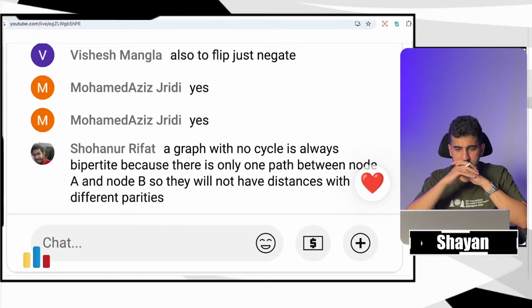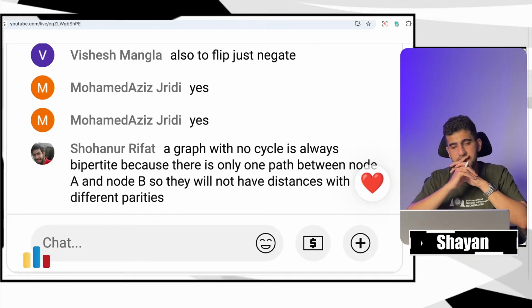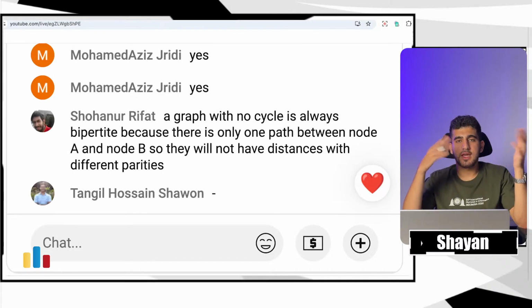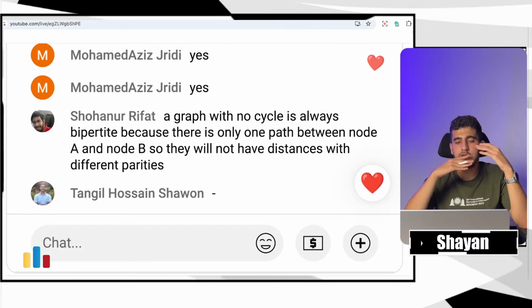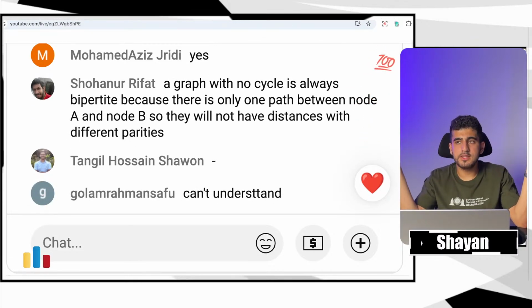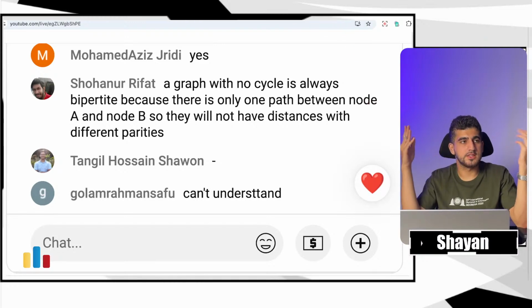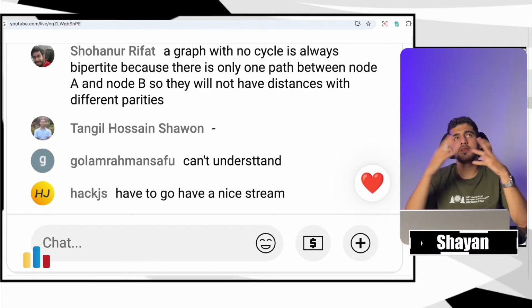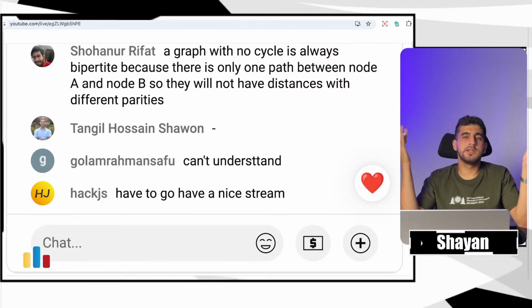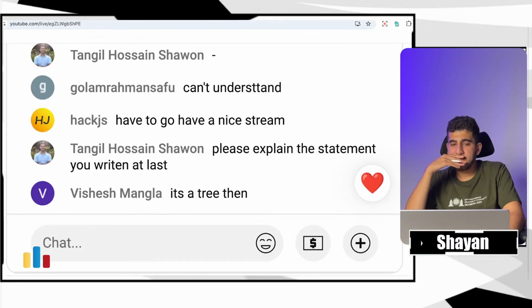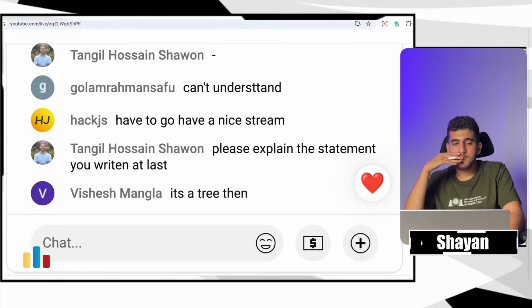A graph with no cycle is always bipartite. Yes, a graph with no cycle is always bipartite. Because you can put any colors on it, and there are no edges between two vertices of the same color, because in fact there are no edges at all. So when there are no edges at all, there are also no edges between two vertices of the same color.